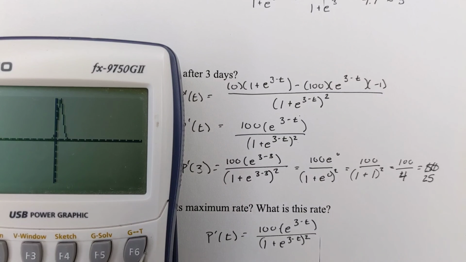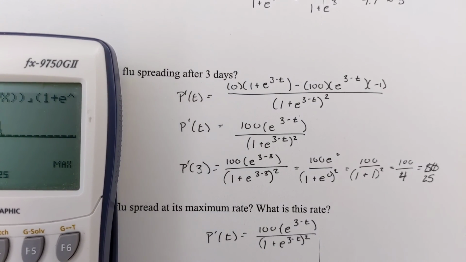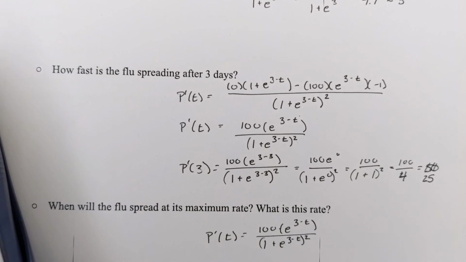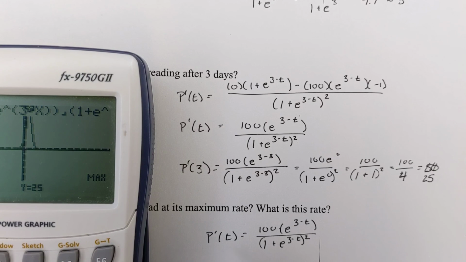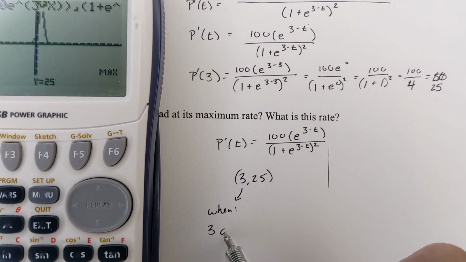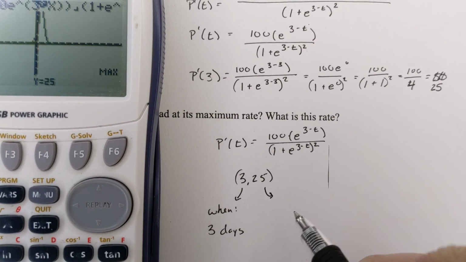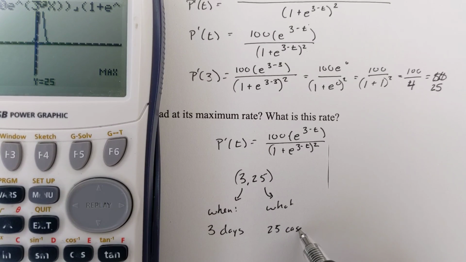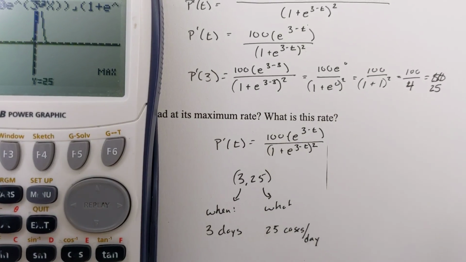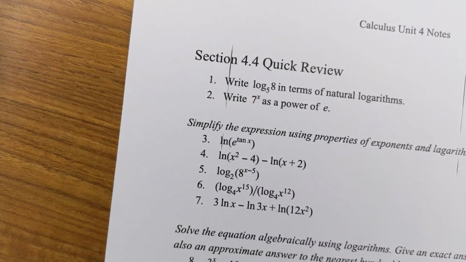On a Casio, to find that maximum value, I can hit G-solve max, and it'll find it for me. So now we actually found it. When will the flu spread at its maximum rate? The peak occurs at the point (3, 25). So that is the when: three days. What is the rate? 25 cases per day. And that, I believe, brings us to the end of the section.